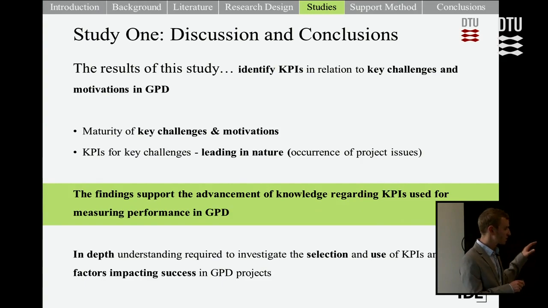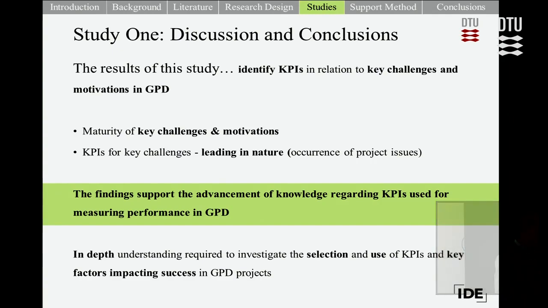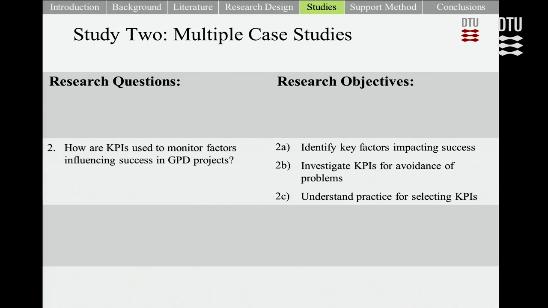However, with this study, there was a lack of in-depth understanding towards being able to investigate the selection and use of KPIs and the key factors impacting success in global product development at this project level. So based on this, we conducted study 2, which was multiple case studies, and we focused here with the research objective to identify the key factors impacting success at the project level and to investigate the KPIs used in GPD projects for the avoidance of problems, and also to understand the current practice for selecting KPIs.